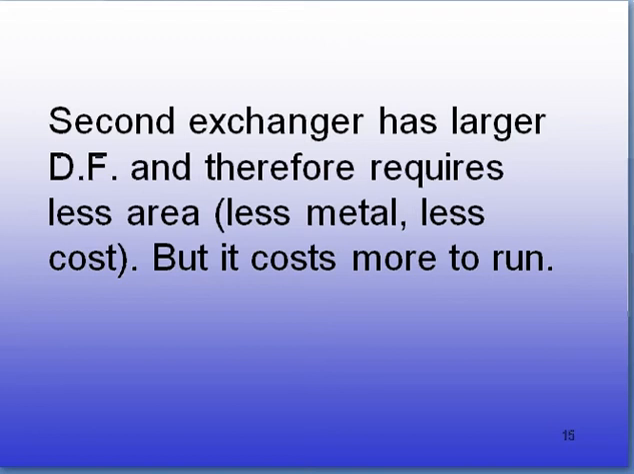The second exchanger that we looked at had a larger driving force and requires less area, less metal, less cost. But it costs more to run because, with the higher inefficiency, we had to produce air at 500 rather than air at 400, and that'll cost us more to do.